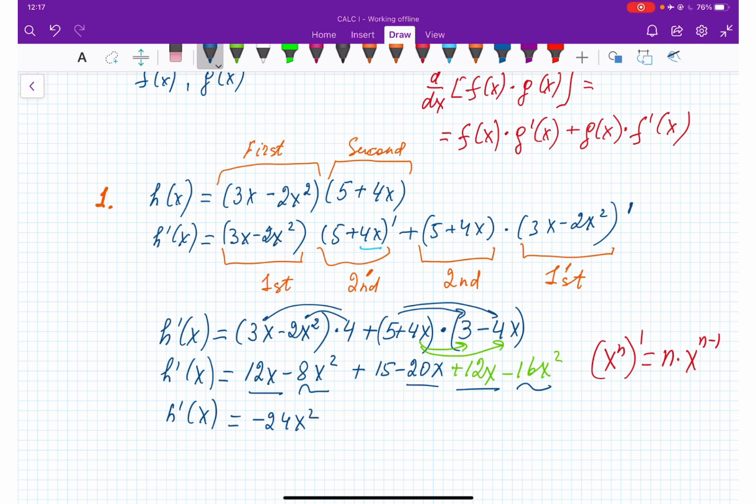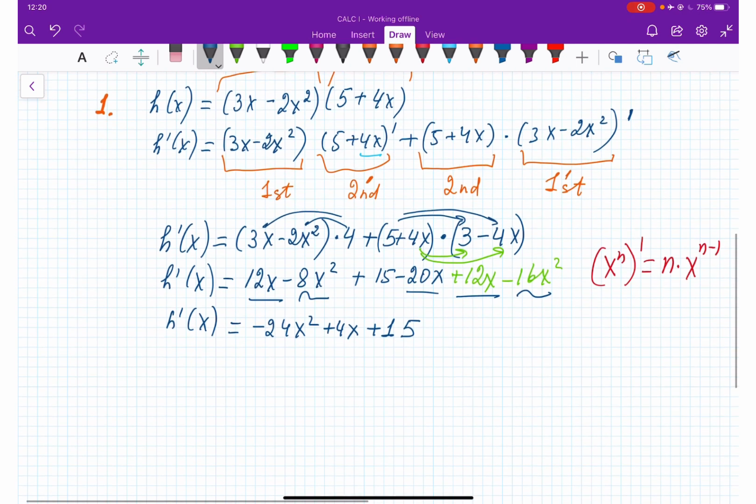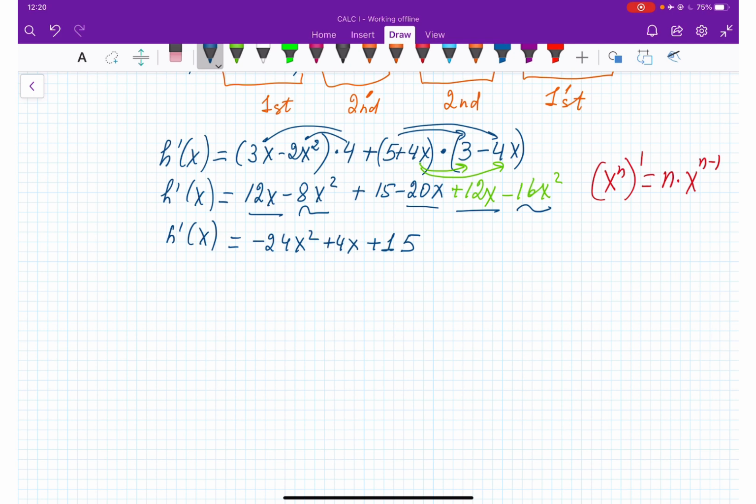Now let's combine the x's. 12x minus 20x, it's going to be negative 8x. Negative 8x plus 12x is going to be positive 4x. And plus 15. Okay, and that is the derivative based on the product rule. Let's use another one. Problem number 2.